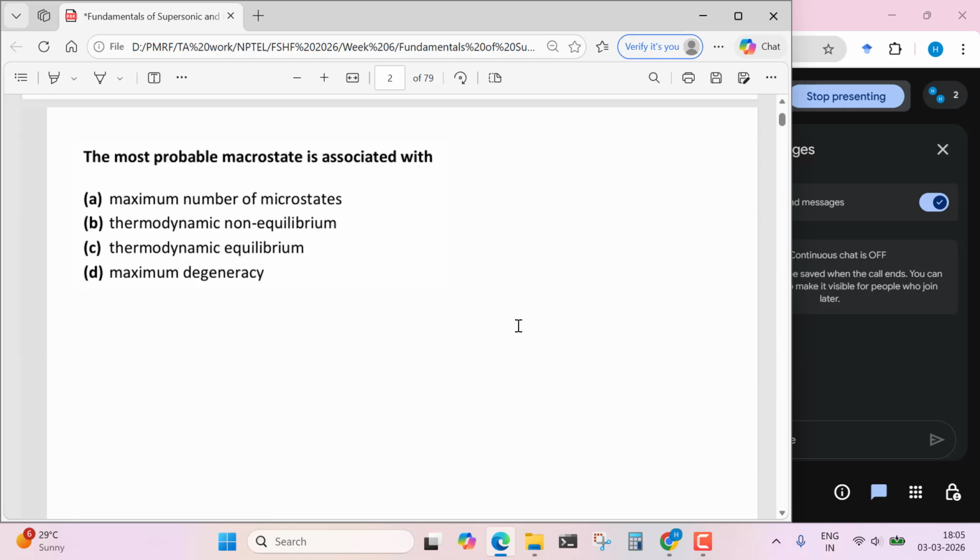So this is the first question. The most probable macro state is associated with... If you have learned in the class, you might know the answer. Options are: maximum number of microstates, thermodynamic non-equilibrium, thermodynamic equilibrium, maximum degeneracy.